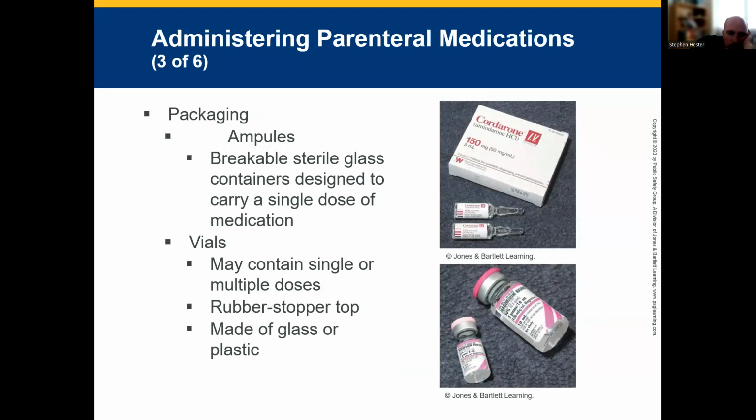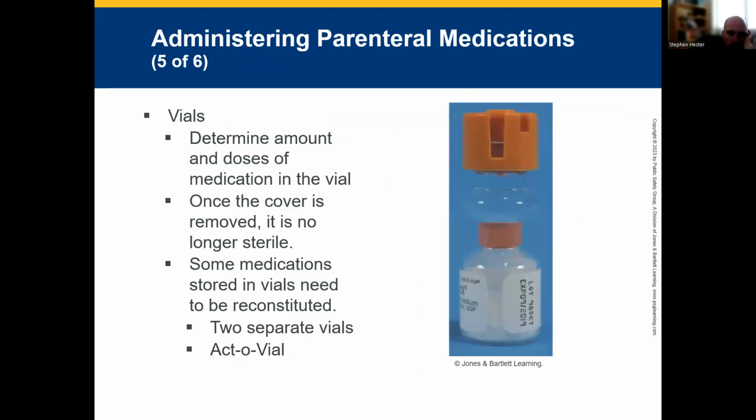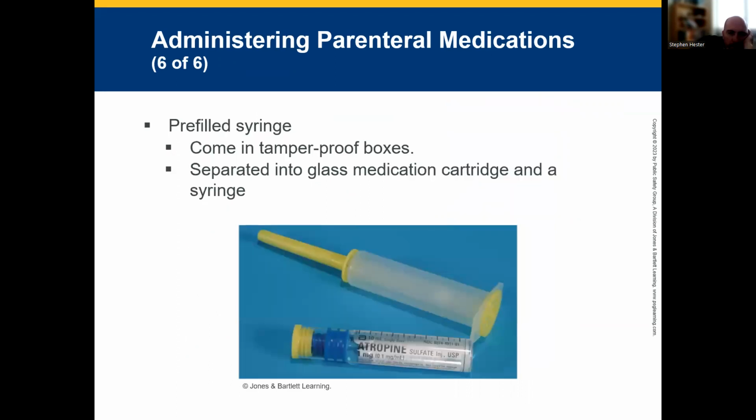Ampules on the top, vials on the bottom, prefilled syringes. These are valves. So 2 separate valves and an active valve. Here are your prefilled syringes. Please make sure that you know whether you've got the needle system or the needleless system here.